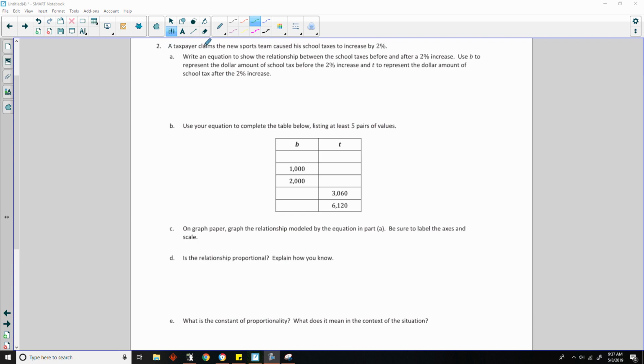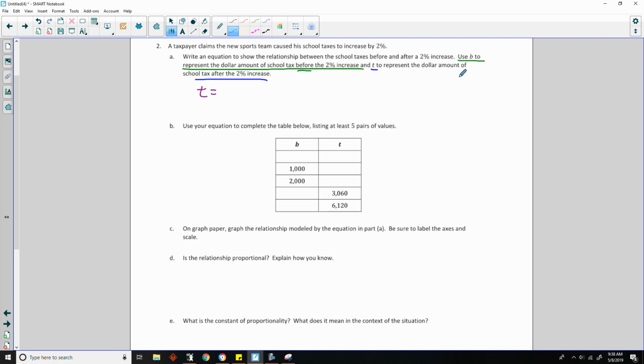Part 2 says, a taxpayer claims the new sports team caused his school tax to increase by 2%. Write an equation to show the relationship between the school taxes before and after the 2% increase. Use B to represent the dollar amount of school tax before the increase, and T to represent the dollar amount of the school tax after the 2% increase. Okay, so that's what we're trying to find, the T.